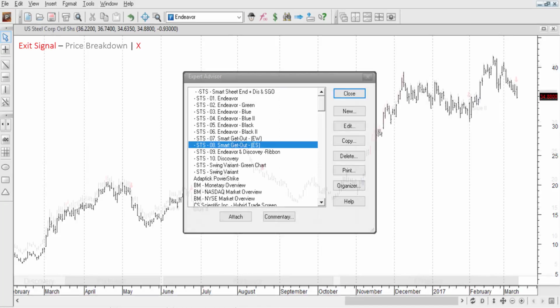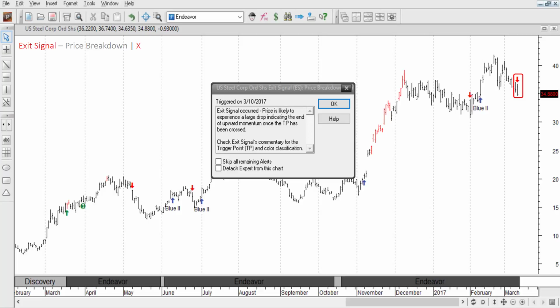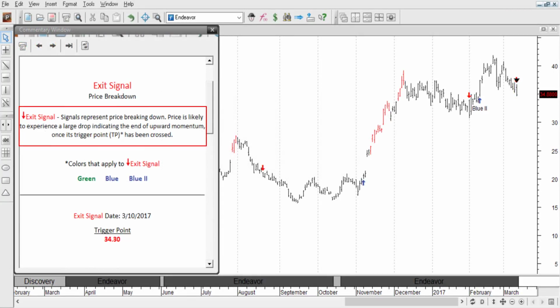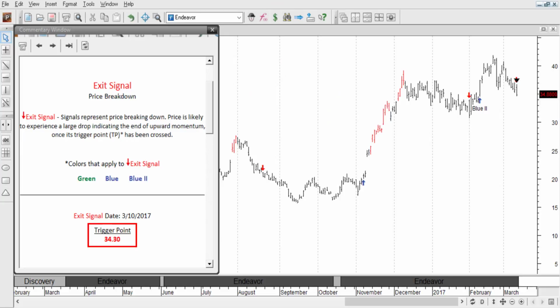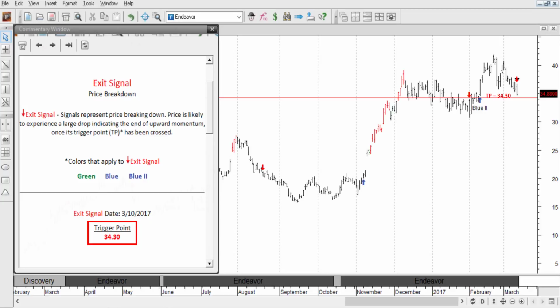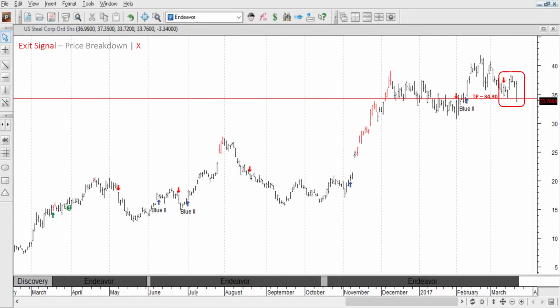When the criteria is met, an exit signal will appear on your chart, along with its alert box, and you know what's next. Inside the commentary is the criteria required to confirm the signal. Exit signals need price to cross the trigger point to be confirmed. The trigger point is 34.30. I'll label this on the chart with a red line, and I'll get rid of the commentary and wait for price to cross the trigger point. Unfortunately, once again, we don't know how long this will take. In this example, it takes about a week, but price does cross the trigger point, so our signal is confirmed, and you should expect price to break down.